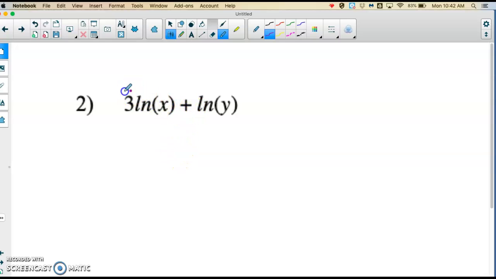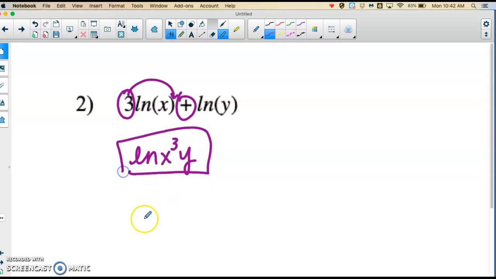So again, we have this 3 right here. That's just going to come here to this x. It is not attached to the y. So we're going to have the natural log of x cubed. When you're adding your logs, that means you're going to multiply your amounts. So we can just write it next to each other. We don't have to write the multiplication sign. So that is your answer for number 2.